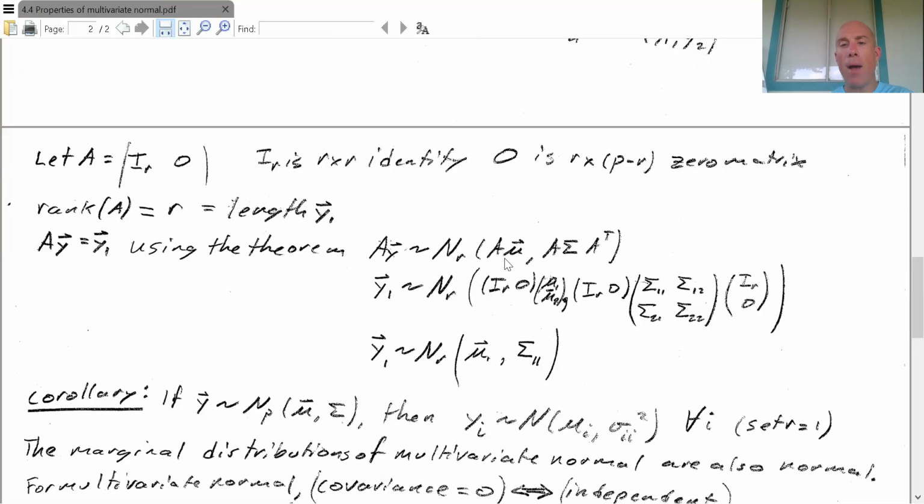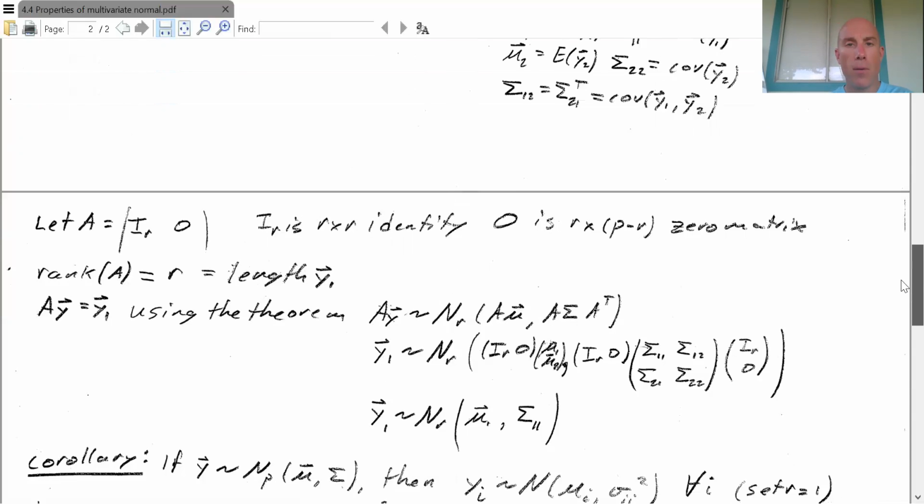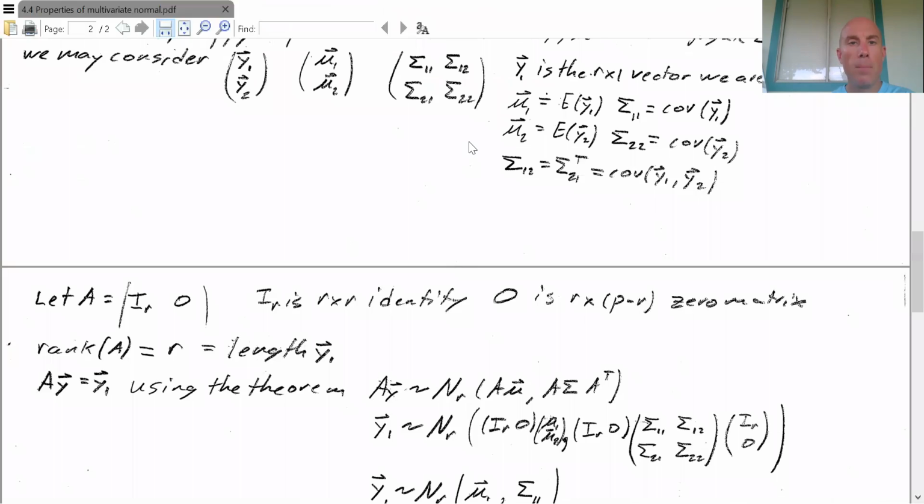Now I'm going to think about A times mu. Well, that's the identity matrix times mu1, mu2, right? So identity 0 times mu1, mu2. That's what I get right here. What's going to happen is that 0 matrix is going to cancel out, right? 0 is not going to do anything from the matrix multiplication. So the mu2 is going to be like, boom, gone, not even part of it.